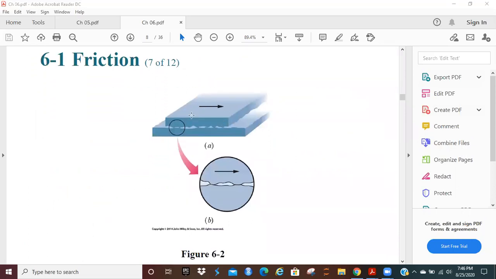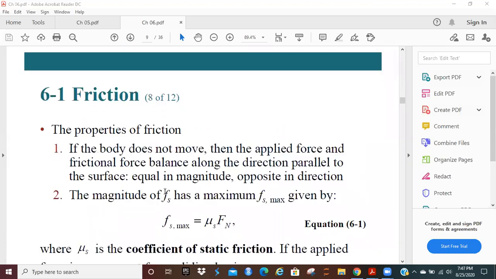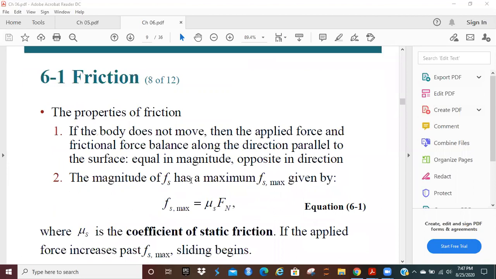So here's an example of two surfaces running across each other. You can see the jagged edges there. This is what we're talking about. So, what are the properties of friction? If a body doesn't move, then the applied force and the frictional force balance along the direction parallel to the surface. They are equal in magnitude and opposite in direction.